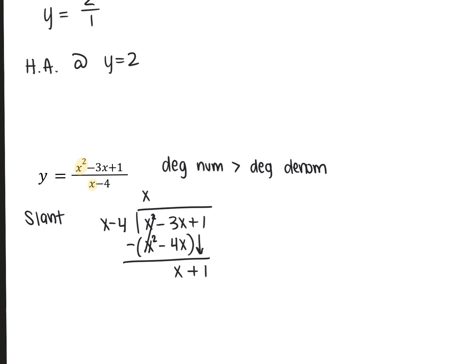My next step, I'm going to do x divided by x, which is 1, and this is where I'm actually going to stop. I don't need to do anything else because I don't care about the remainder when I'm doing a slant asymptote. All I care about is the x and the y-intercept. So my slant asymptote is at y equals x plus 1. I only care about the x term and then the constant that comes directly after that. I don't care about the remainder, which is all of the remaining part of this process.